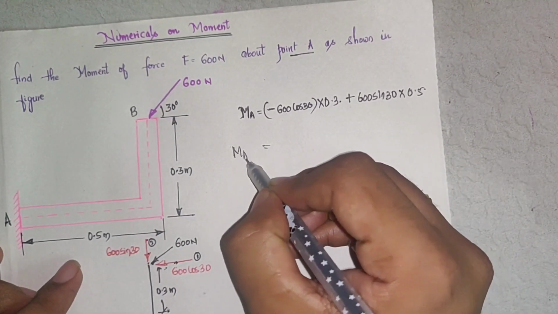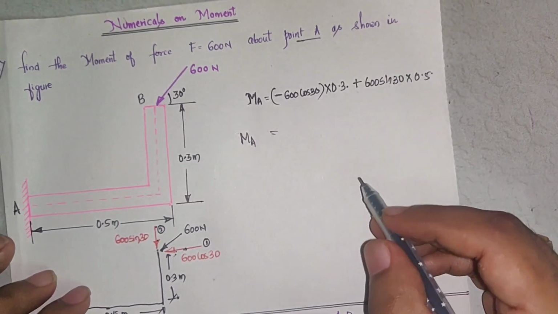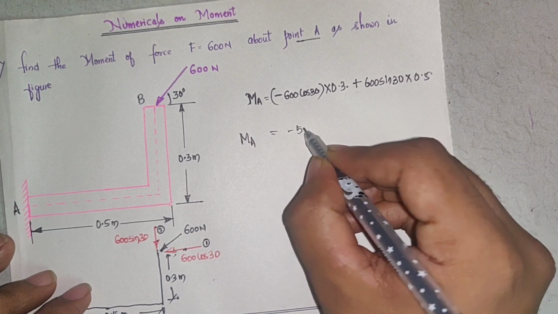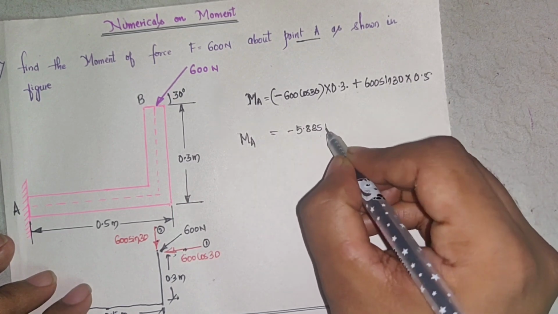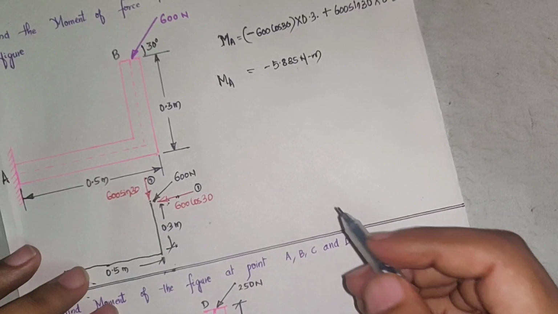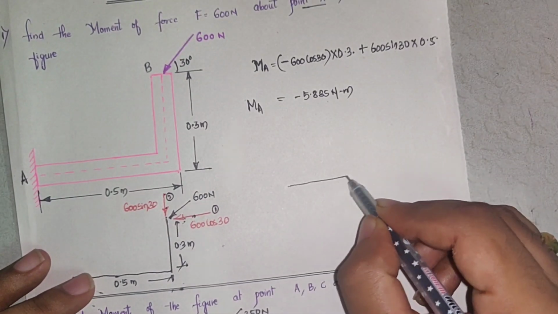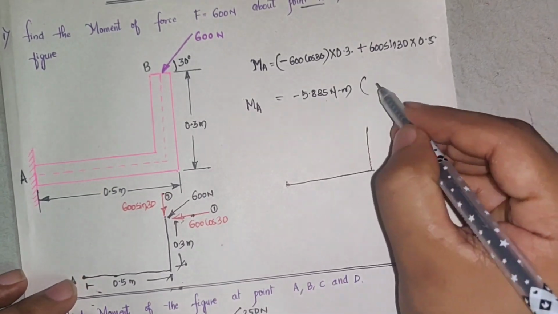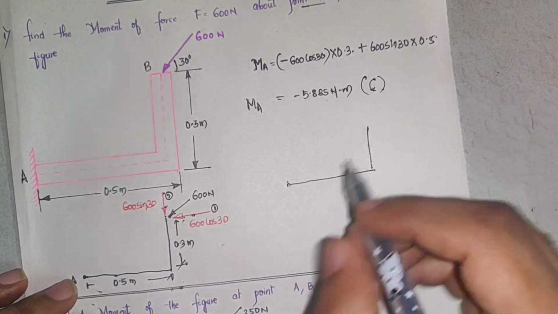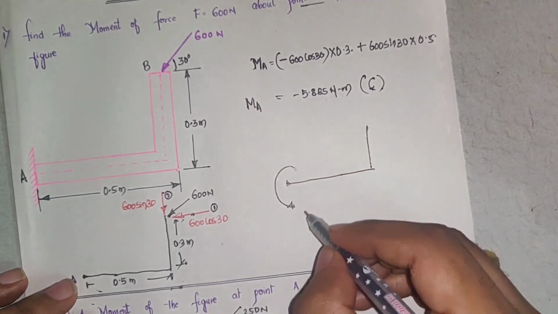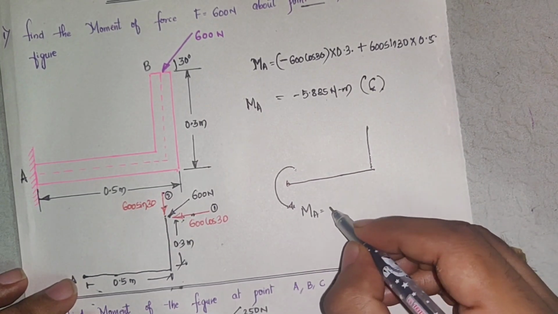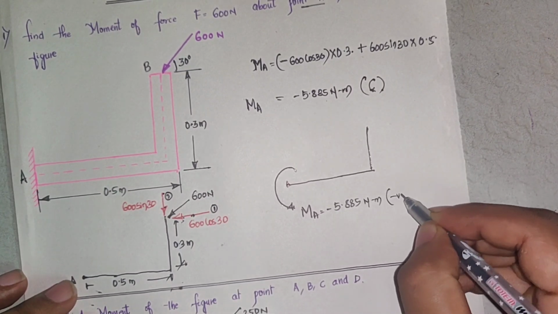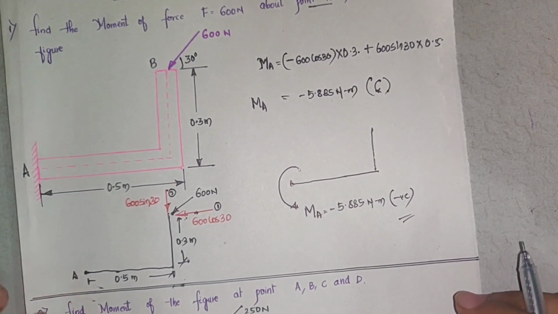So moment about A is what? We'll get this as minus 5.885 newton meter. So ultimately, this force which is causing rotation about point A is causing what? Negative means it is anti-clockwise. So the rotation caused by this force, net moment MA, is equal to minus 5.885 newton meter. So this is negative. Hope you followed this.